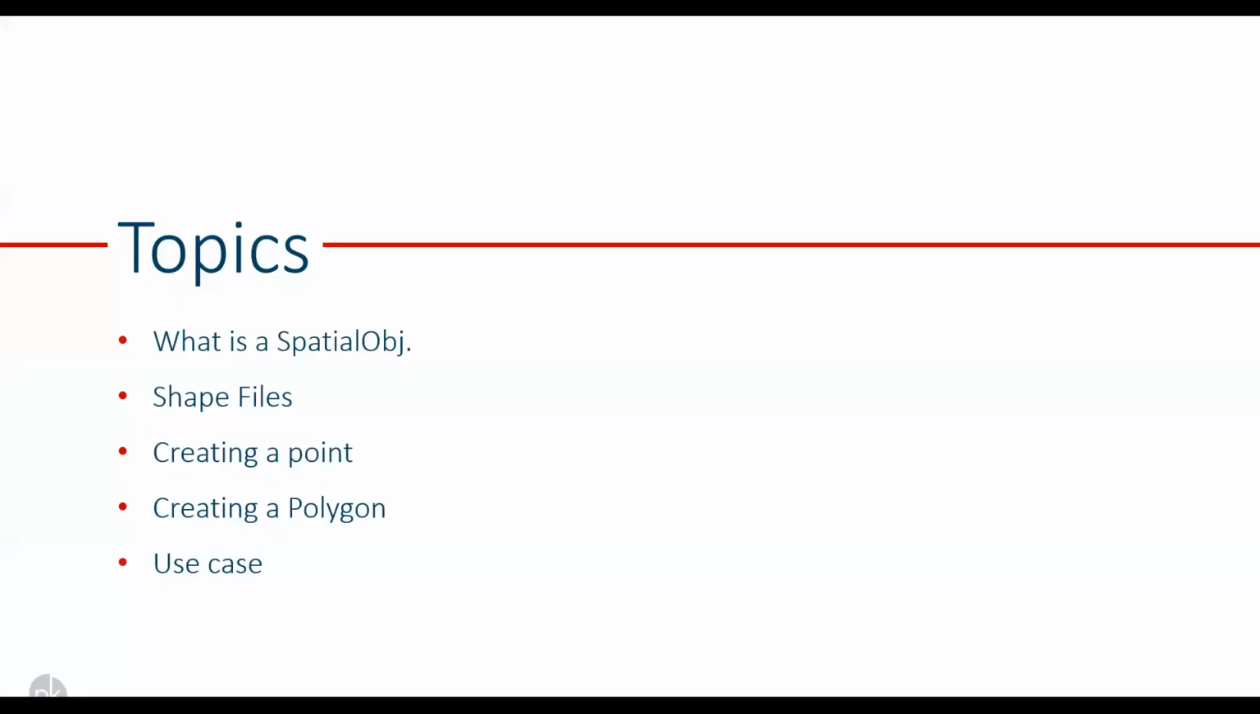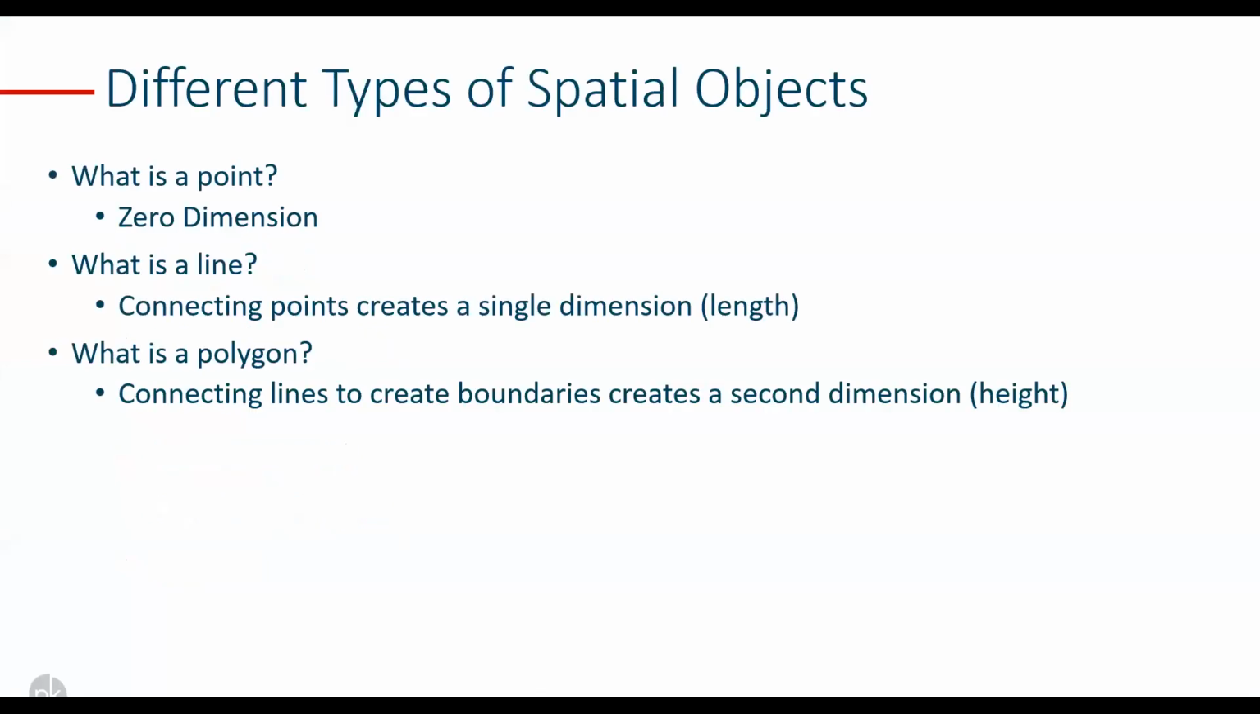Today we're going to talk about a few things. We're going to talk about some base level things around the geospatial capabilities around Alteryx, and we're going to do that by talking through what a spatial object is, and then talking about shape files, and then beyond that, creating points and polygons, and then diving through a use case.